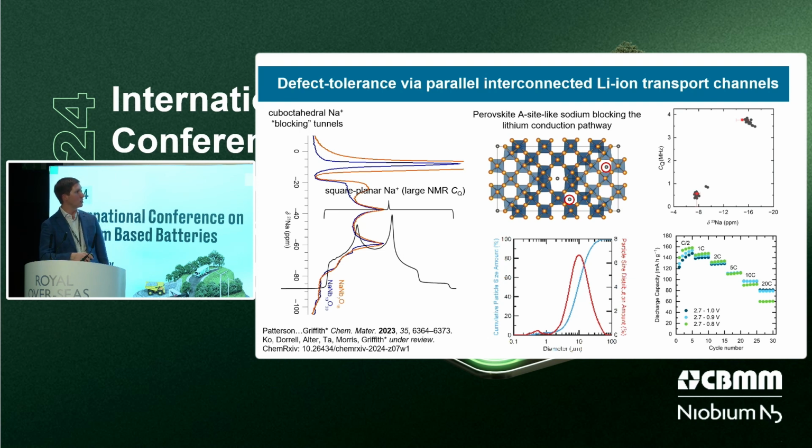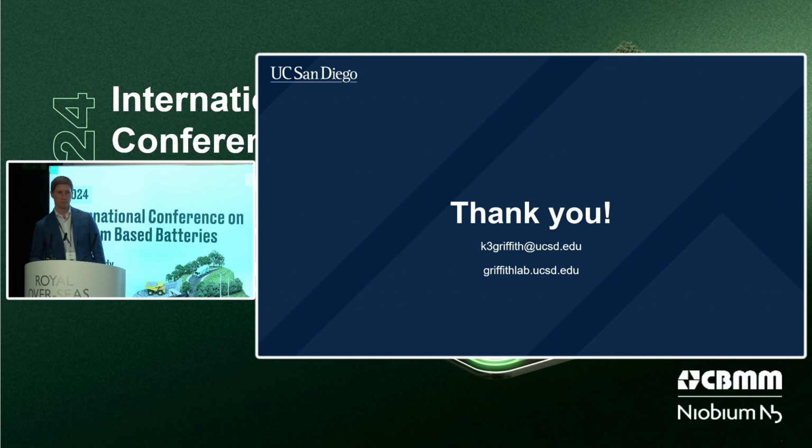So those point defects are not a problem, even at very high concentration, because of the parallel tunnels that you have present. And if this figure weren't sideways, you'd see that we have very distinct signals for sodium in the square planar edge sites and sodium in the tunnels. So NMR is a fantastic technique in this example to specifically characterize those tunnel-blocking sodium cations that we have present. So with that, thank you.